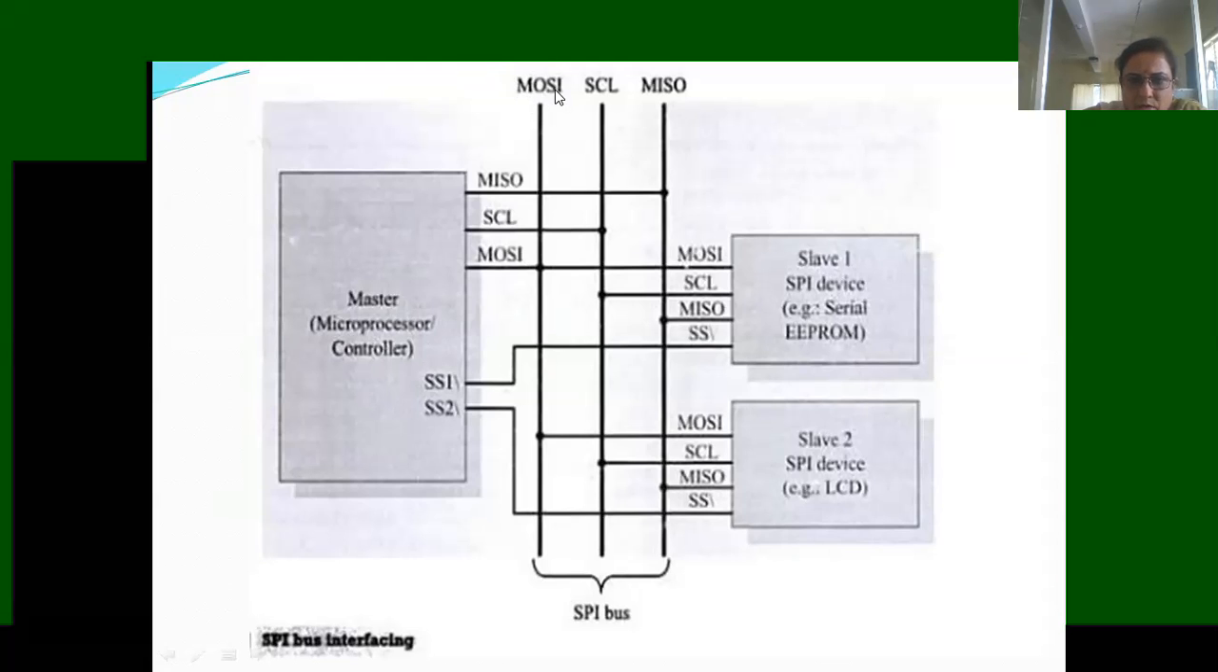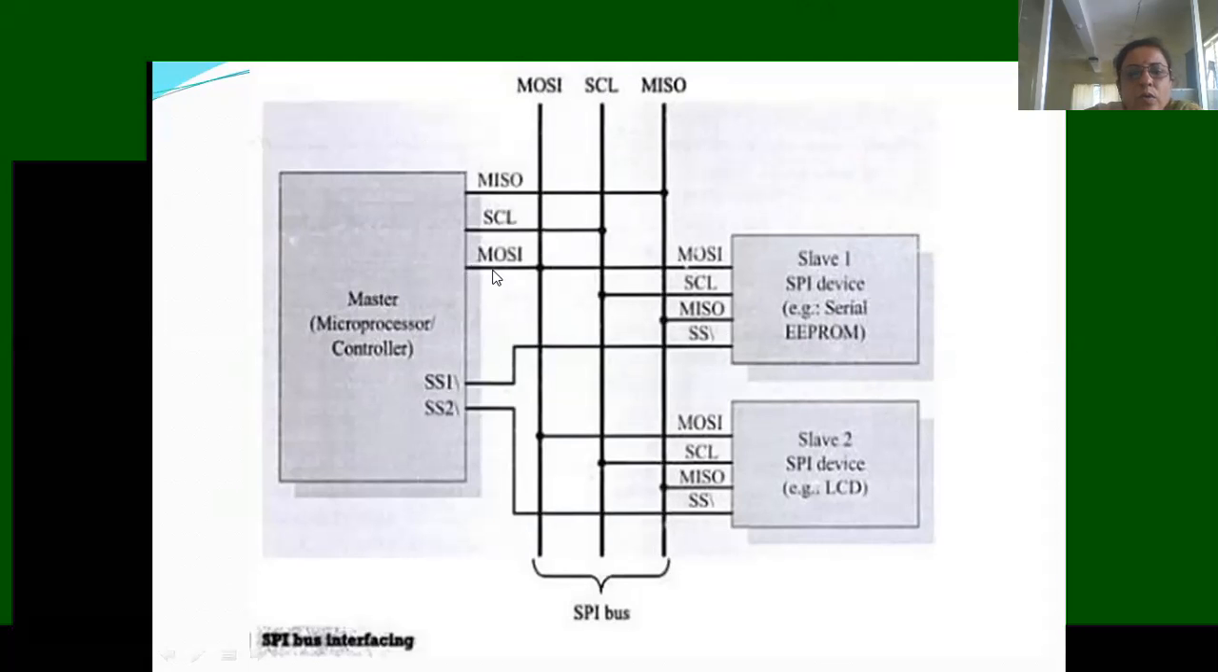The first one is master out, slave in, serial clock, master in, slave out. Suppose a master wants to read the data from the slave. First it has to select which slave it has to communicate with. So at that time the SS1 signal line will be made high, and then the SCL line will be made high. Then the data transfer takes place from master to the slave.